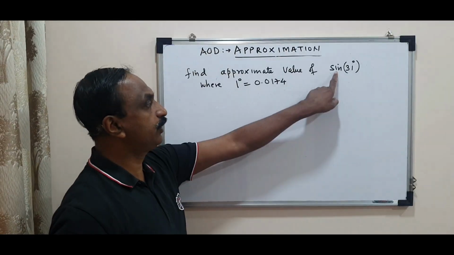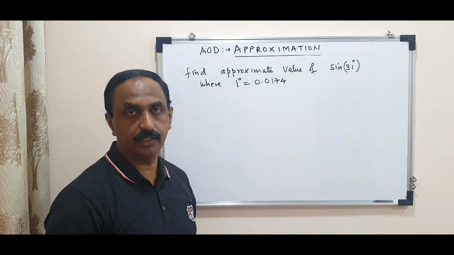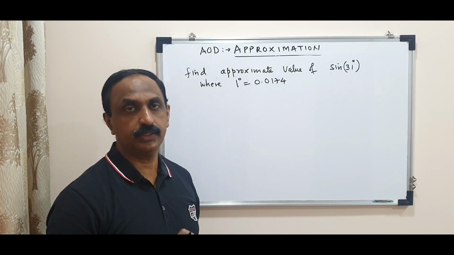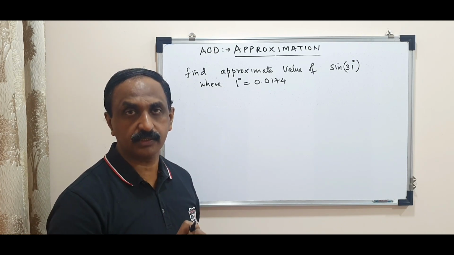We need to find the value of sine 31 degrees. Before I start the sine 31 degrees, I want to ask you one question. When I apply the formula, derivative of sine x is cos x.